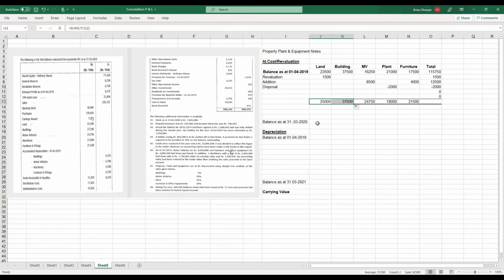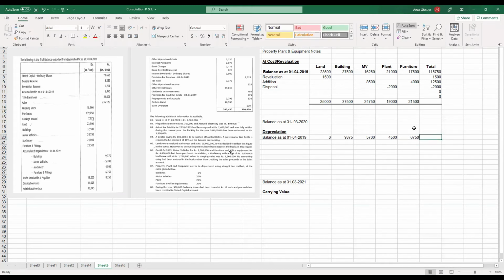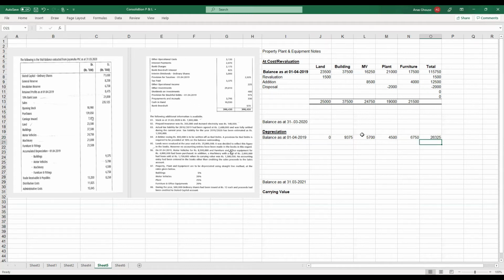Okay, so let's take the opening balances of the depreciation. The land, there is no depreciation. Building 9,375,000. Then we have motor vehicles 5,700,000. Then plant 4,500,000. Then furnitures and fixtures 6,750,000. Okay, so that total given the trial balance 26,325. Then we calculated the depreciation for the year.